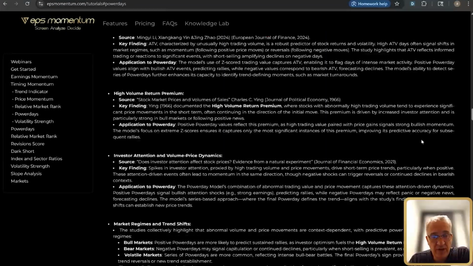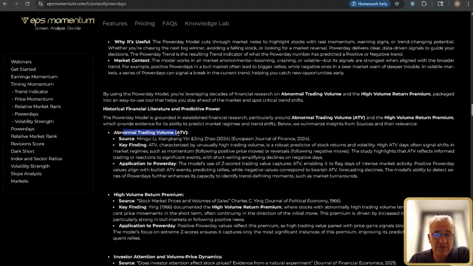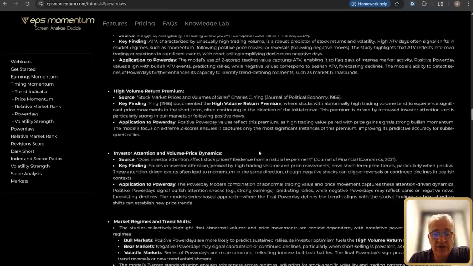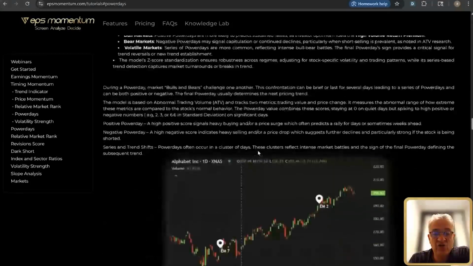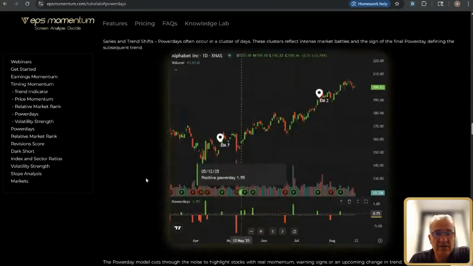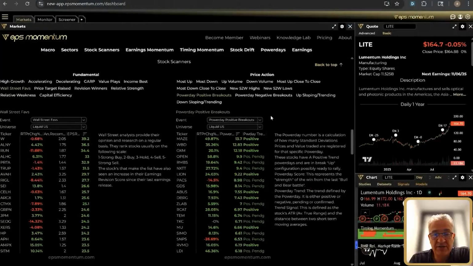So you can read about this. It's a very famous anomaly called abnormal trading volume, based on papers from the 60s or more recent ones. So it's been around, but not really talked about. So we created our own indicator based on these findings. This is truly unique, an object that you can't find elsewhere. So what you get there is a power positive breakout.